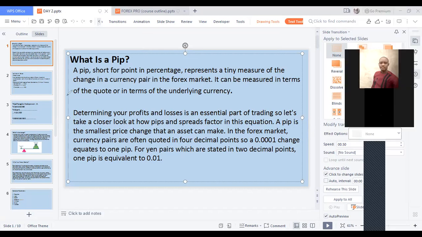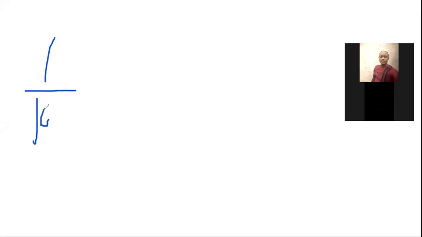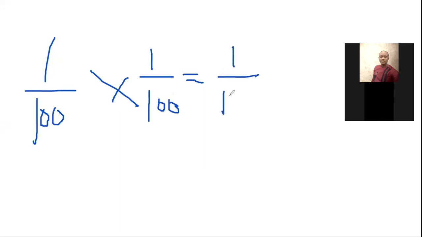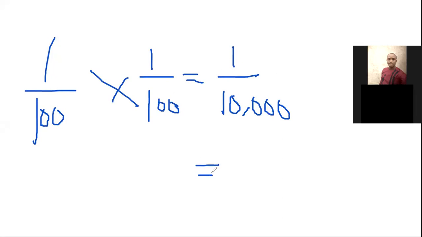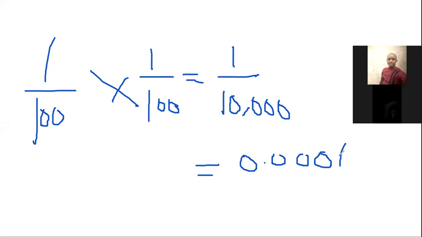A pip is 1/100 times 1/100. One times one is 1. 100 times 100 is what? 10,000. Now, 1 divided by 10,000 is what? That's 0.0001. So that is how to calculate a pip.